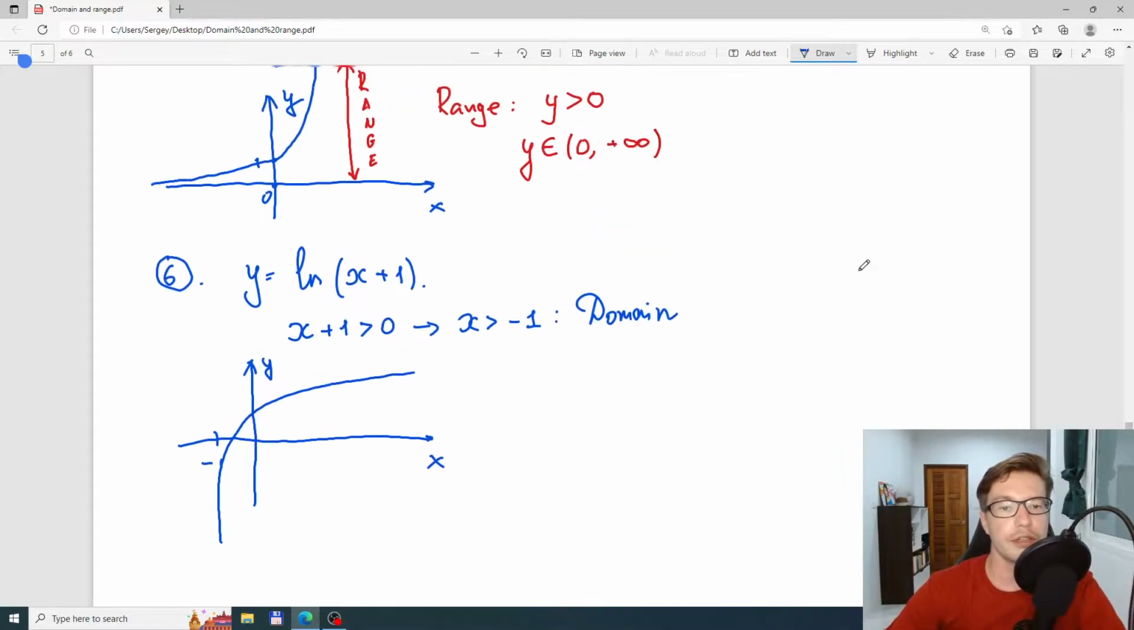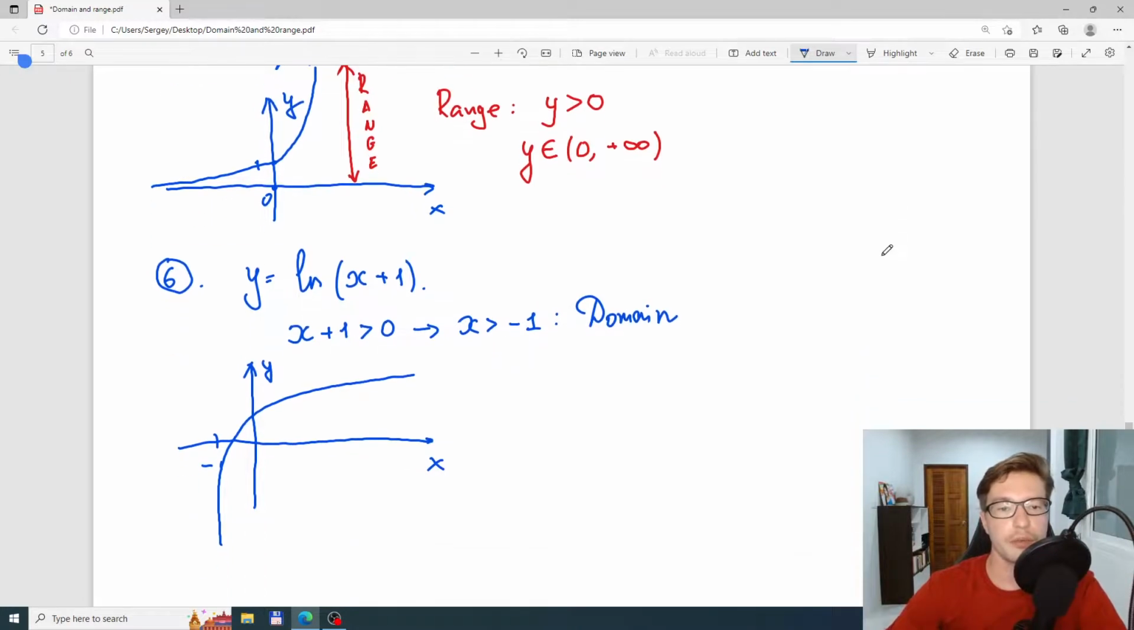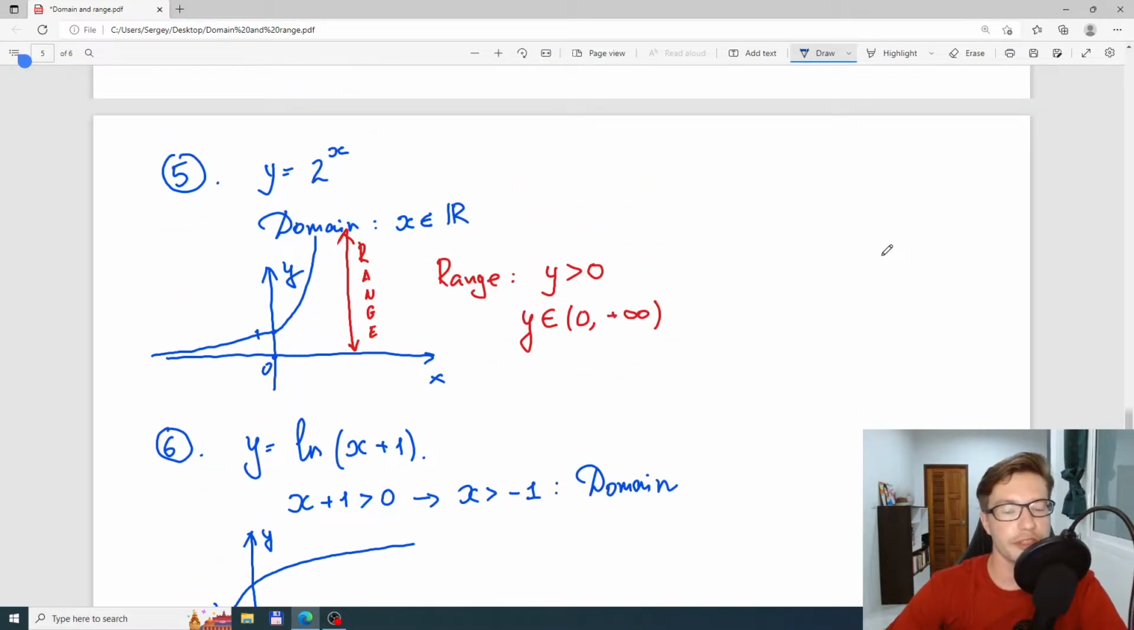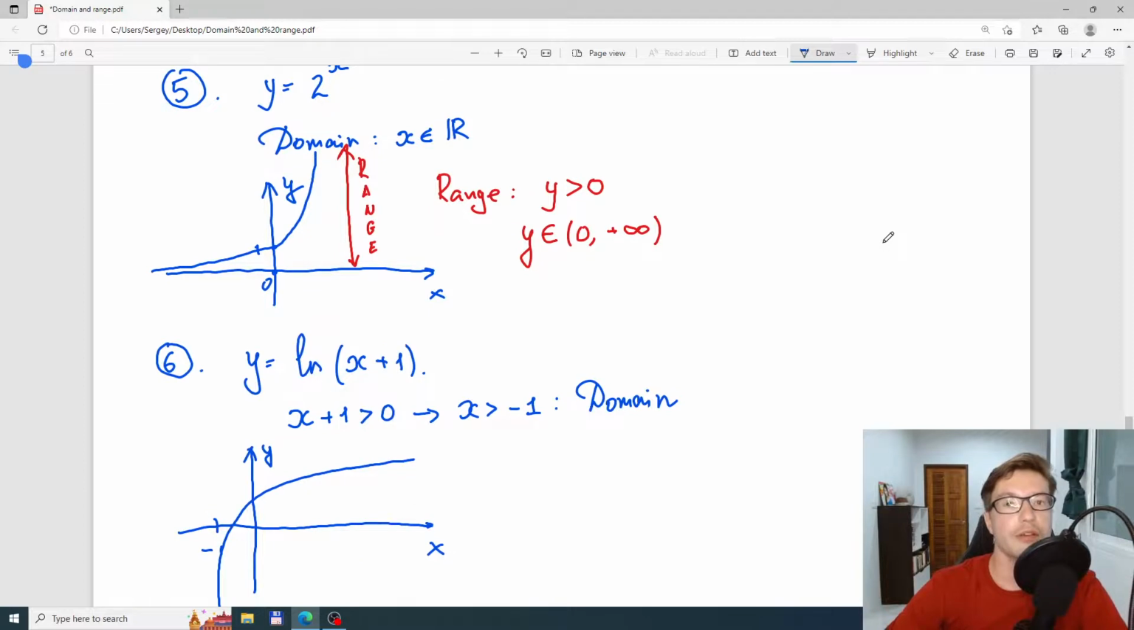If you studied inverse functions, you can probably notice some similarities with the previous example, 2 to the power of x and log x, right? Because a logarithmic function is the inverse of an exponential. So the graph of the logarithmic function is going to be the reflection on the line y equals x of the graph of the exponent.